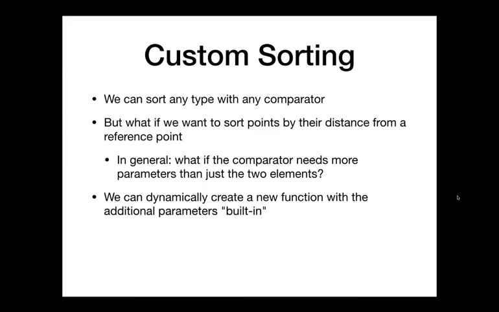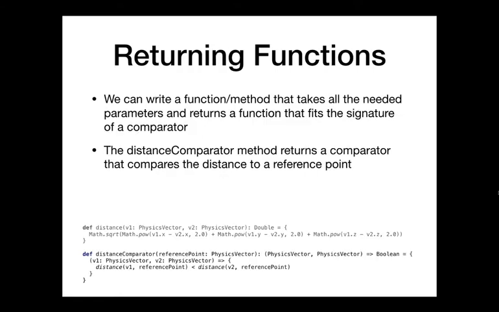So what if we want to sort our elements based on some value that we don't have until runtime? For example, if I have a set of points, and I want to sort them based on their distance to a reference point, how do I do that if I have a pure function that I've already written? How do I actually get that done?